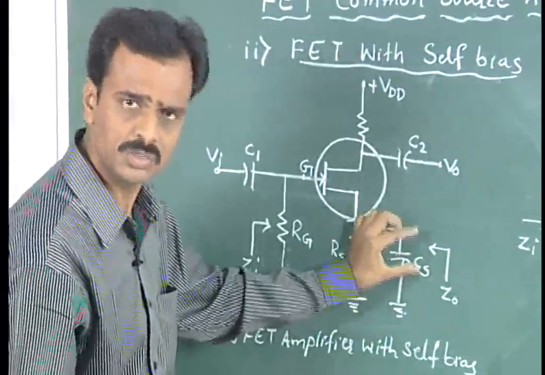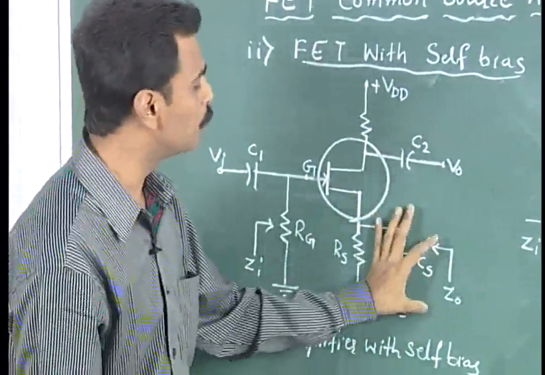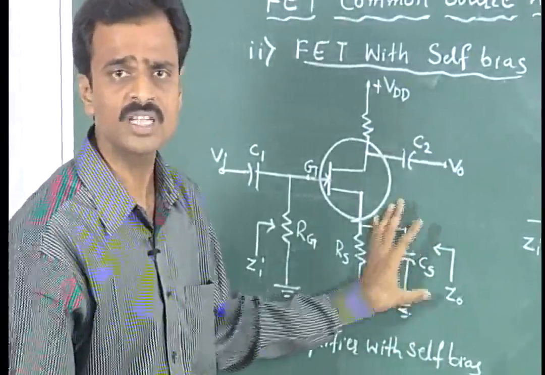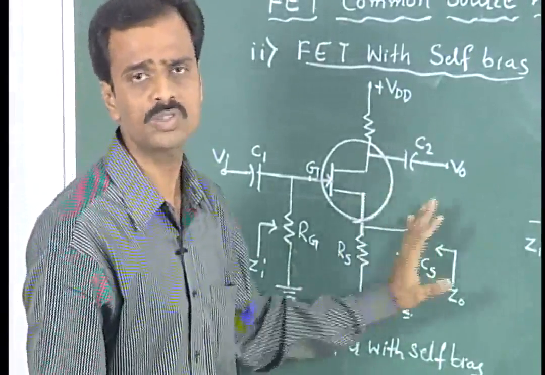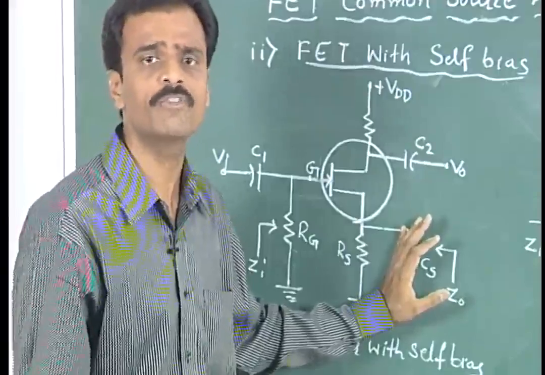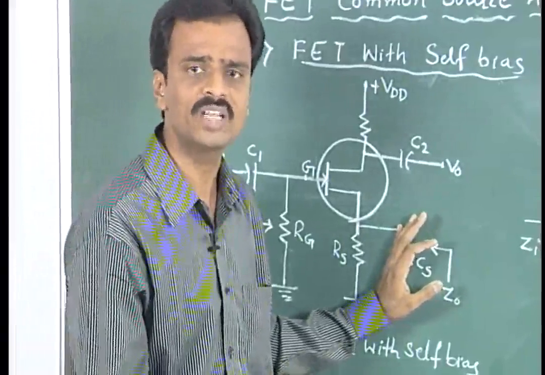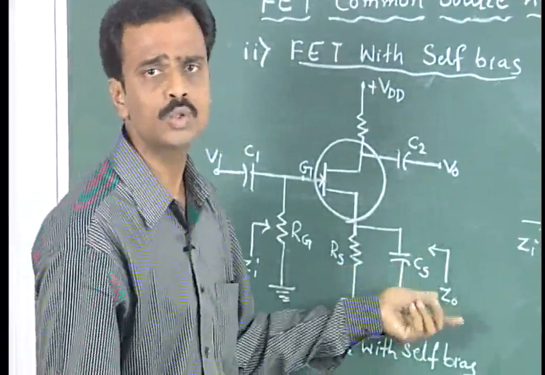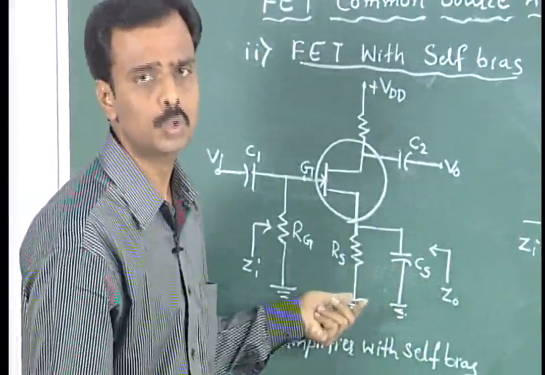Even its function is the same, it allows AC here. In the absence of this capacitance, the output circuit may get loaded, or it may affect the voltage gain. To avoid those effects, we add a source capacitance in parallel with the source resistance.